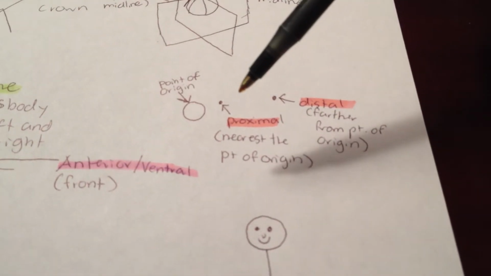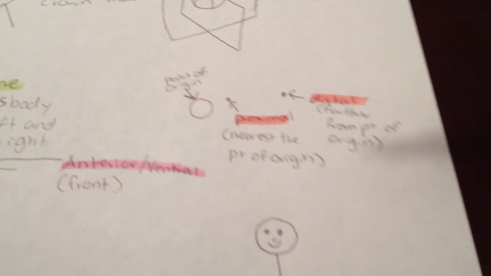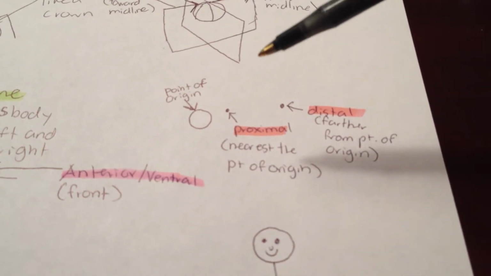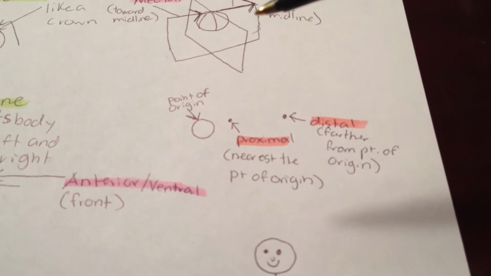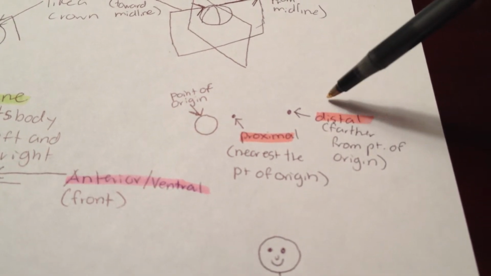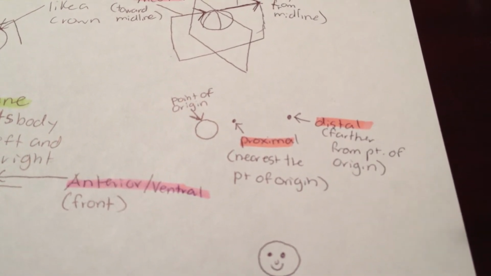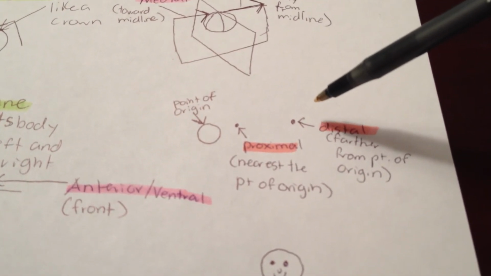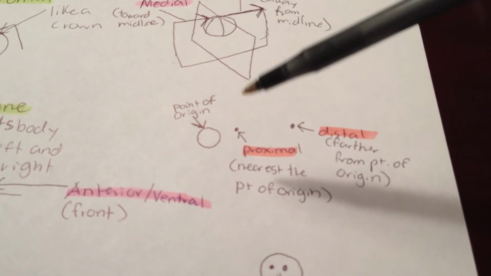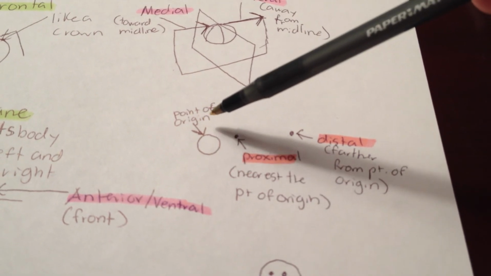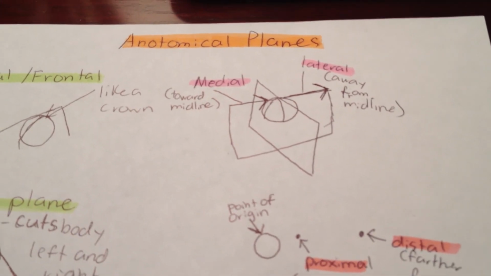Proximal is nearest to the point of origin. The point of origin can be virtually anything. It could be a heart, it could be a bone or a vessel, or really anything. And distal is further away from the point of origin. So proximal must be closer than distal, if you're comparing the distance between two different things to the point of origin. And that's basically the basics of the anatomical planes.